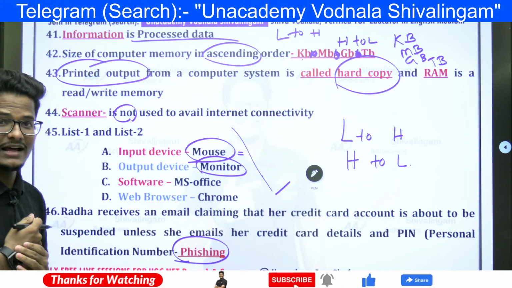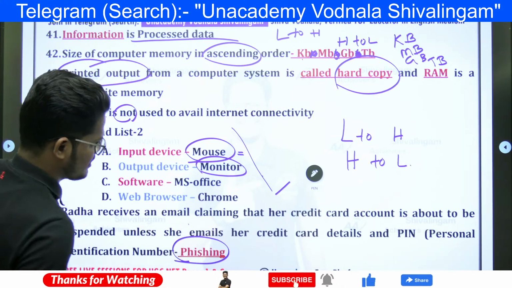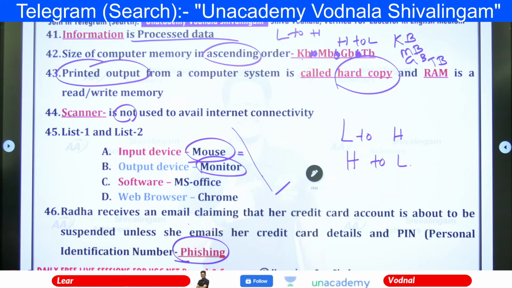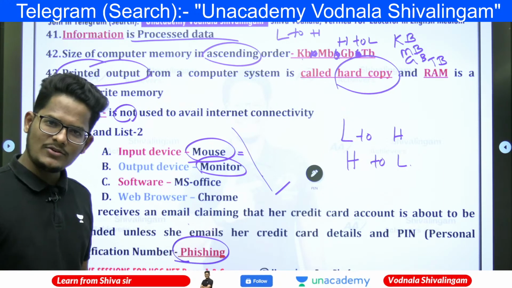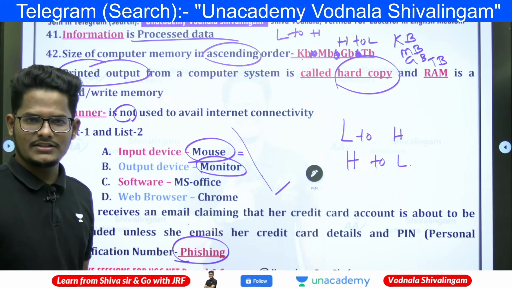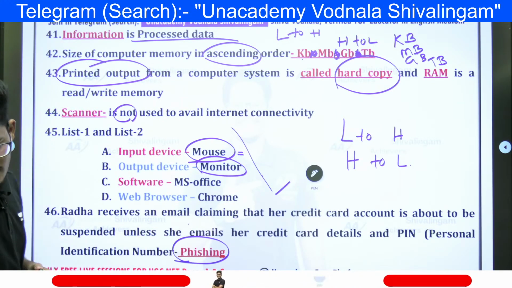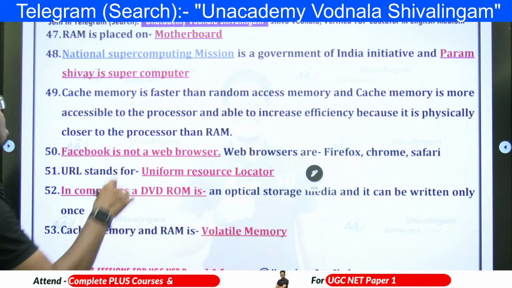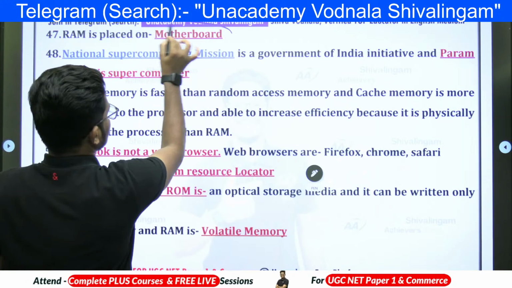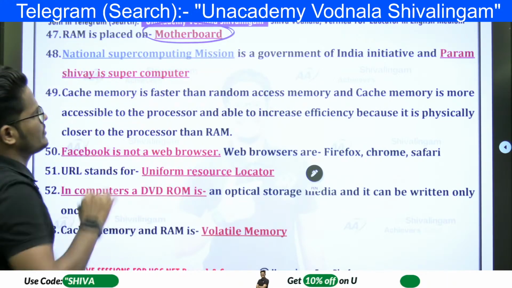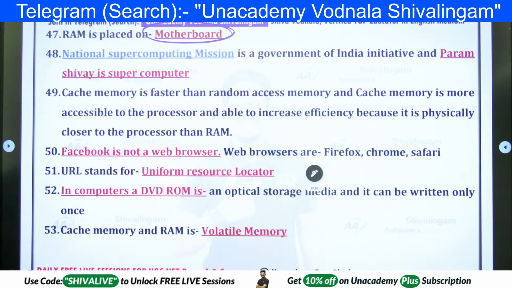Surprisingly, sometimes this will happen. Who is trying to mislead the people? They will say we are calling from the bank, your credit card or debit card is with us. If you do not share the PIN, then this account will get blocked. That is phishing. RAM is placed on the motherboard, in the RAM slot.